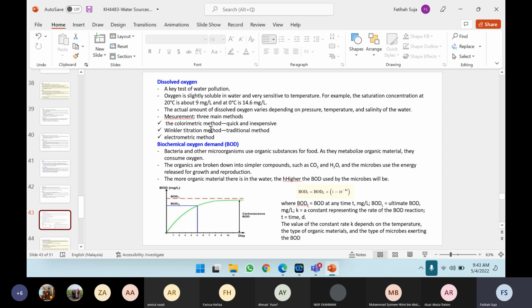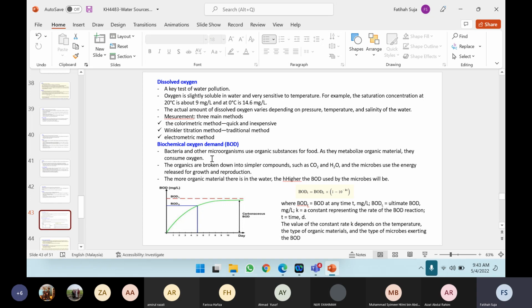You can use the colorimetric method, quick and inexpensive. Usually you have this probe, the Winkler titration method, the traditional method, or the electrometric method. Usually you just bring the probe and you can see the dissolved oxygen value in the water body in your samples.